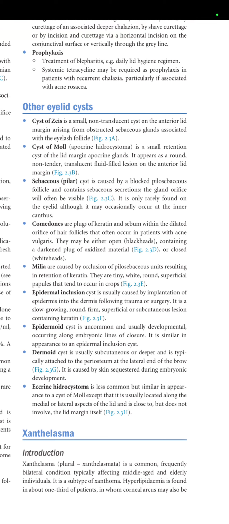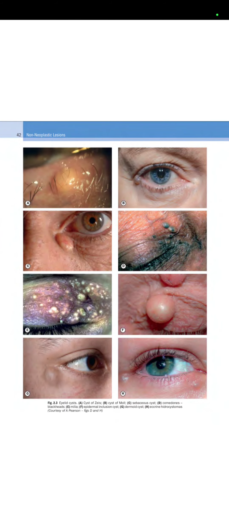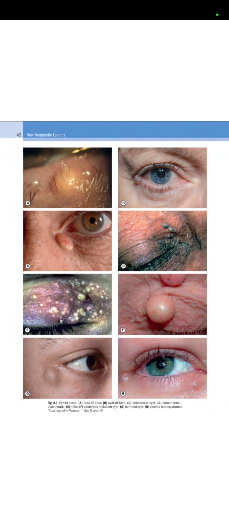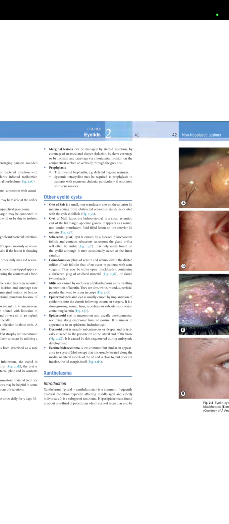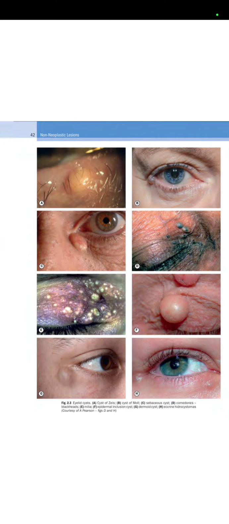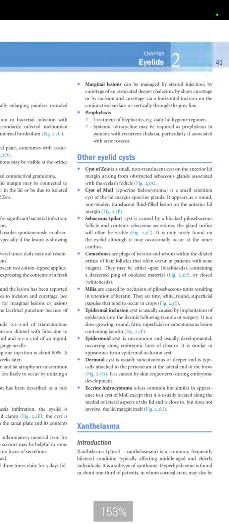So we can see figure 2.3. These are milia, and these are epidermal inclusion cysts, and G is showing us a dermoid cyst, and E is showing apocrine hydrocystoma. So what is apocrine hydrocystoma? It is basically the gland of Moll.